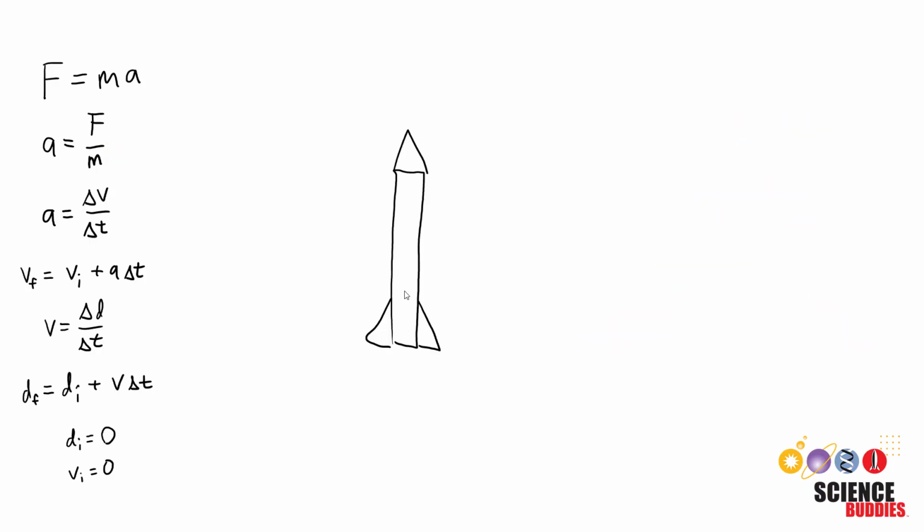Let's take a look at the forces acting on the rocket and discuss this in a little more detail. We're going to assume purely vertical motion of the rocket and ignore any potential motion in the horizontal direction. First, we have the thrust.